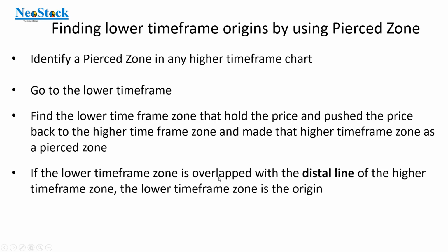If the lower time frame zone is overlapped with the distal line of the higher time frame zone, the lower time frame zone is the horizon. If it is outside, it is a trap, bull or bear trap, depending on demand or supply zone. But if it is overlapped with the distal line, it is a lesson 22 concept. See, a small difference in the price action completely changes our concepts. Okay, so that's why this is important: the lower time frame zone is outside the zone or overlapped with the distal line. That is the important thing.